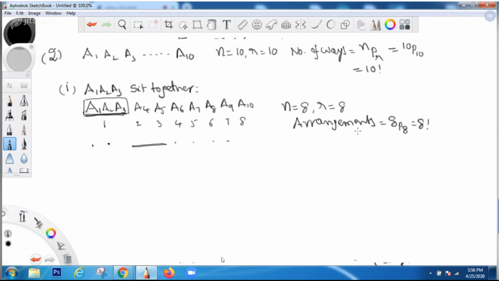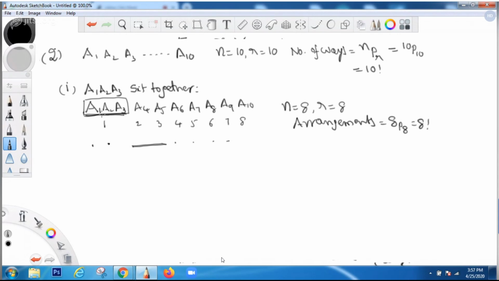Do you understand? Yes, sir. Here A1, A2, A3 should be together, they said. Now we can interchange them, that is A2 A1 A3, A3 A1 A2, like that. They are being together, but they can be interchanged among themselves.